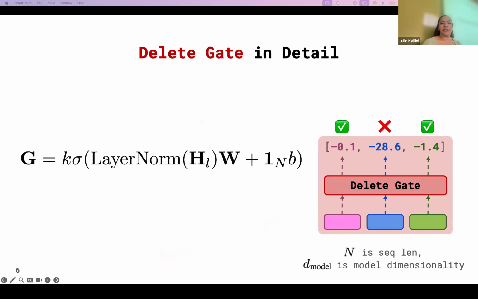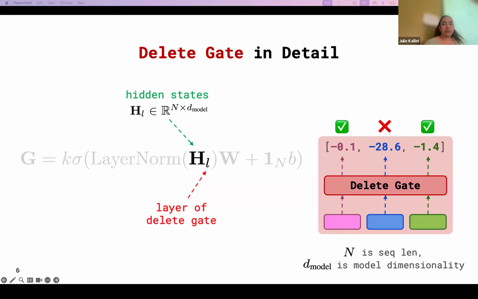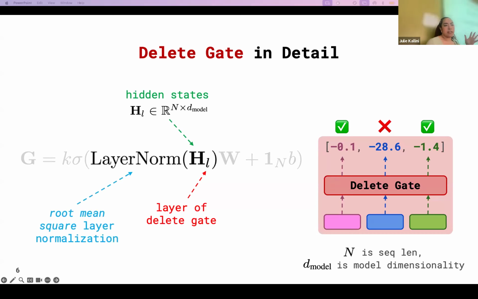So what exactly is this gating mechanism? We'll take a closer look at the actual math, and I'll step through each part individually. So first, this H sub L represents the hidden states output by the layer where the delete gate is placed. So this is in the MrT5 encoder. And L represents what layer of the encoder we're dealing with. And these hidden states are then passed in through a layer norm. This is just a detail because we're dealing with T5, we use RMS norm.